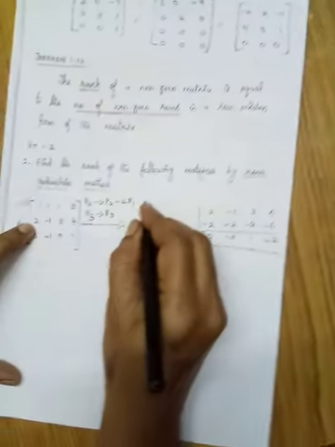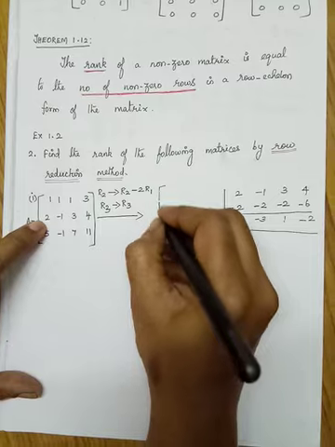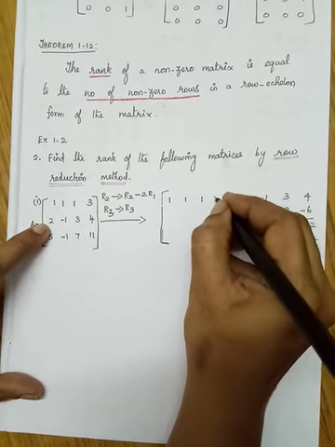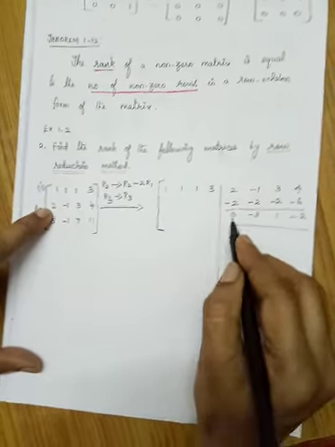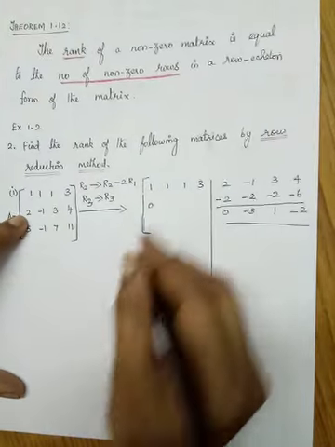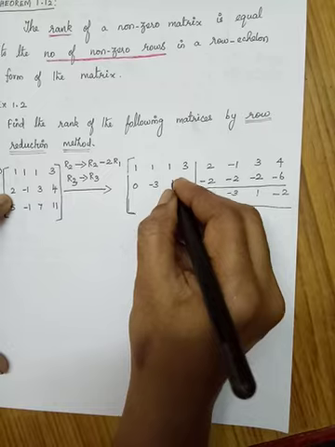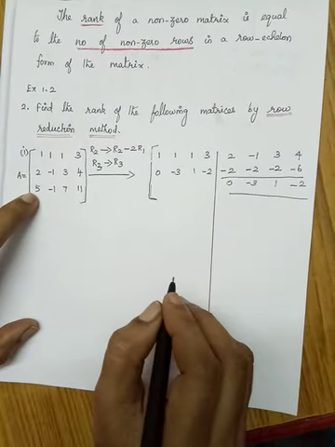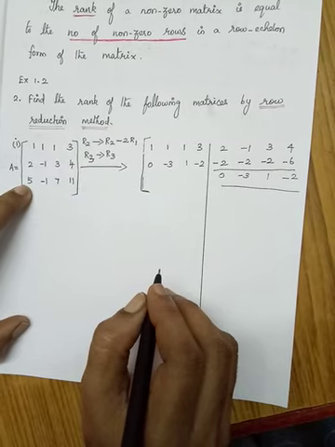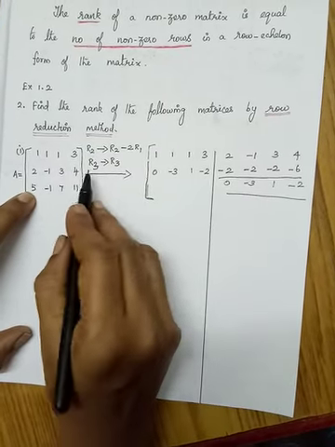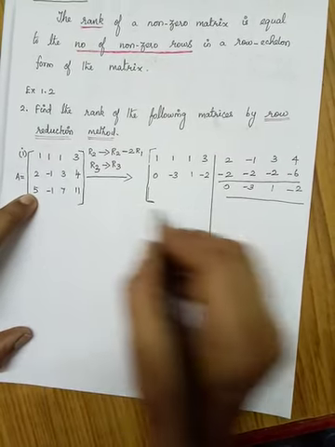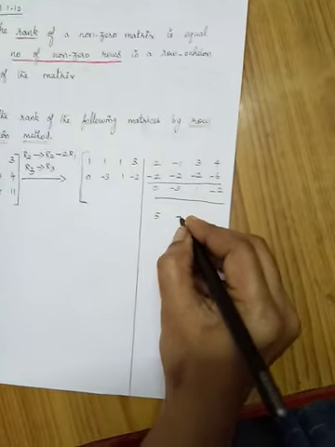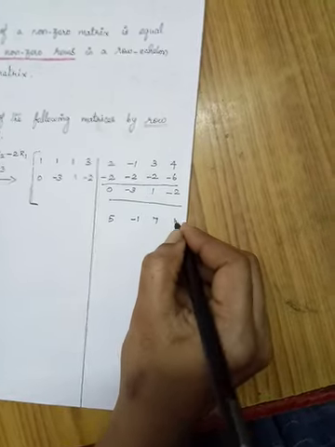See now, R1 I didn't change, so I have written it as it is. Come to R2: in the place of R2 it is 0, minus 3, 1, minus 2. In the same way we have to make this element 0, so I have to transform R3. The R3 elements I am going to write in the rough work: 5, minus 1, 7, 11.